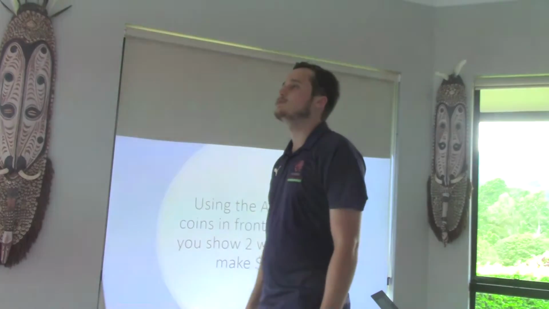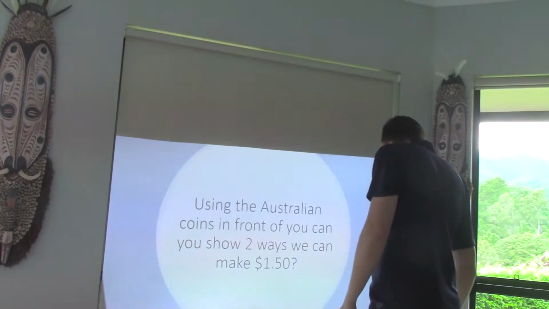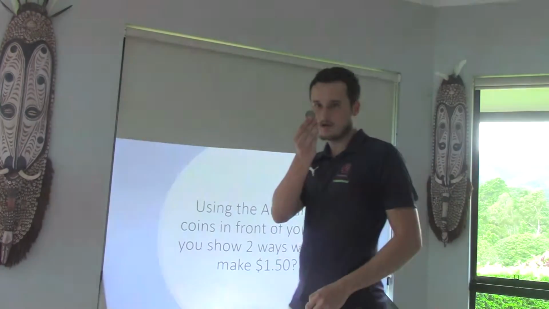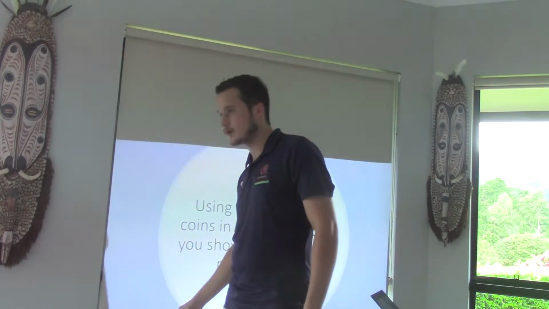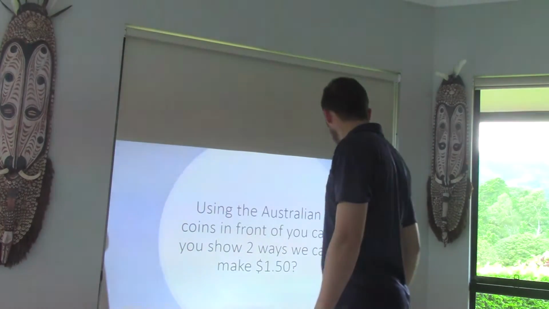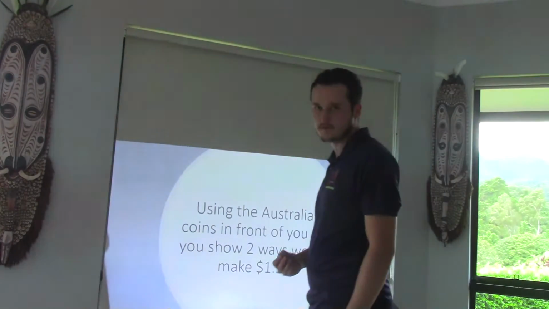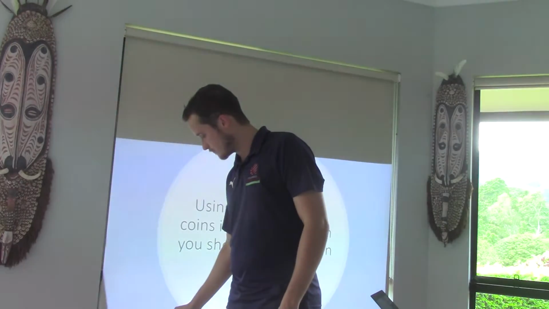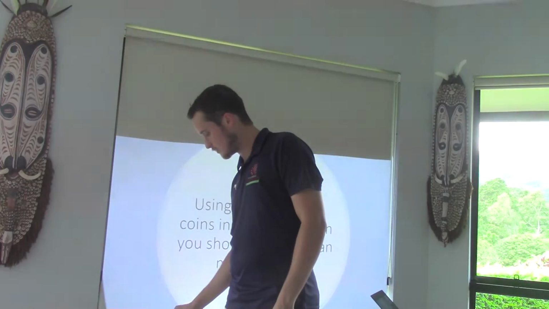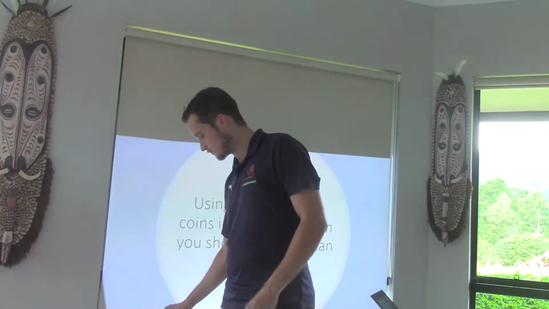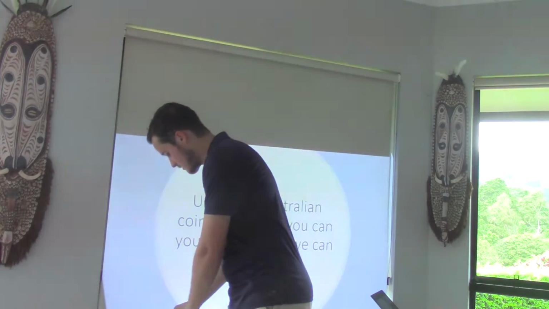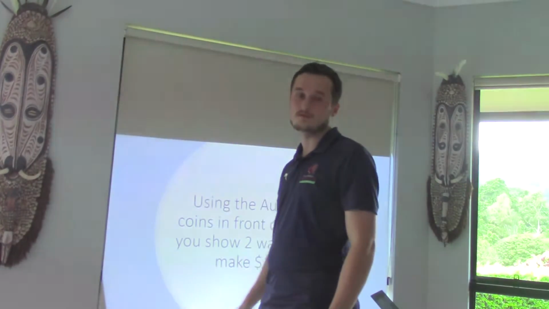Another way I could make $1.50 is maybe 2 50-cent coins to make $1. And I'm 50 cents away. So I could use a third 50-cent coin. I've got 50 cents, $1, and $1.50. So I could use 3 50-cent coins, or a dollar coin and a 50-cent coin.